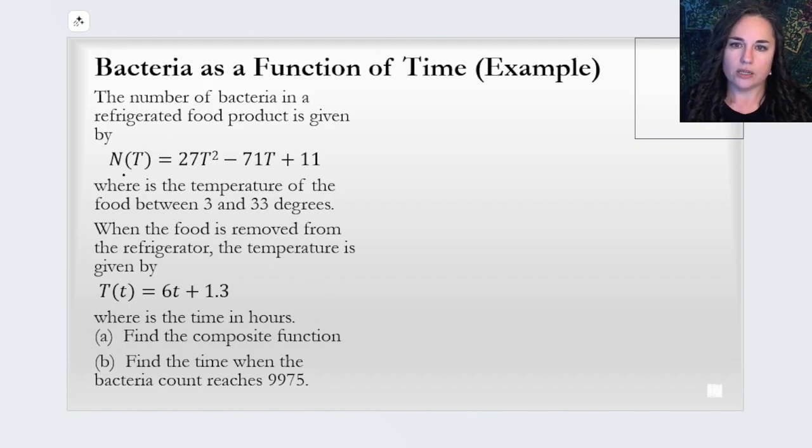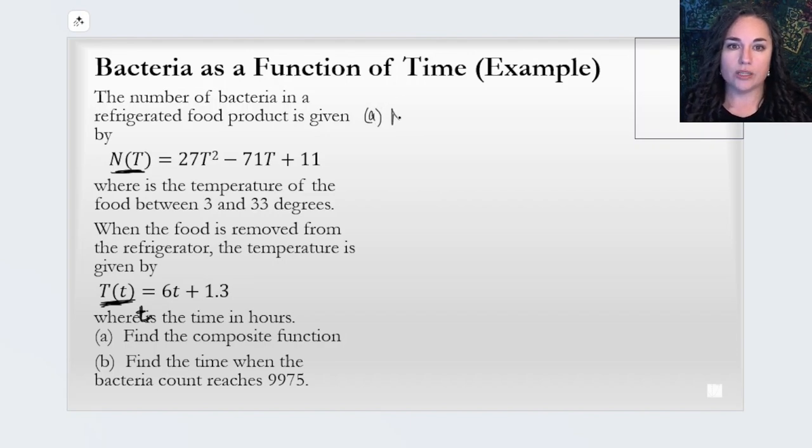So what they have here is a number of bacteria as a function of temperature, and the temperature is a function of time, where t is time in hours. The temperature is between 3 and 33 degrees. So big T is temperature and little t is time, to highlight that math and most of the sciences are case dependent. A big T is not the same as a little t. Little t is typically time. Big T is typically temperature. All right, so part A, find the composite function.